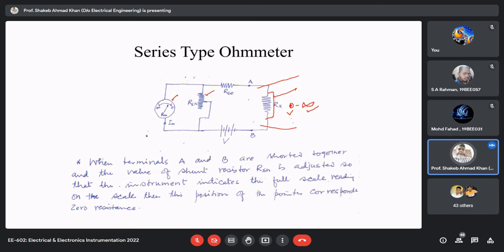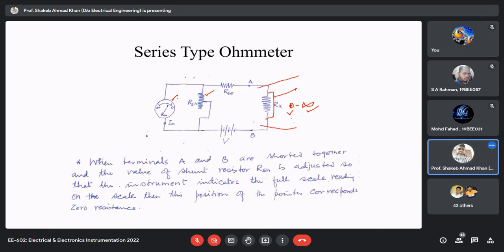So if we are connecting a larger value, means in the case of maximum current condition, if it is not giving full scale deflection, then the sensitivity of the meter is compromised. It means it will be less. So both the conditions are not desirable.